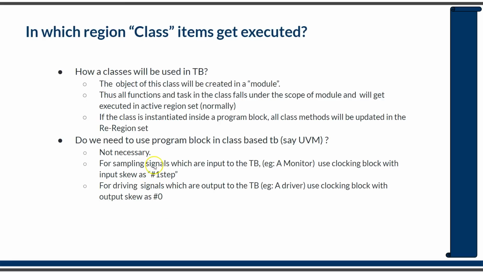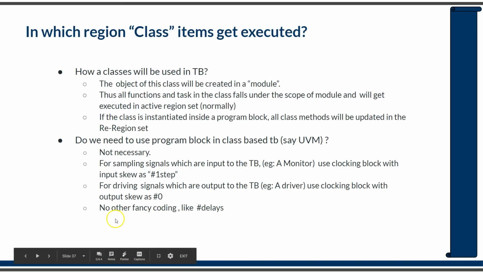Just by using both of these combinations for input and output to the testbench, you will be able to achieve predictable behavior in the simulation. Also remember, don't use any other fancy coding stuff like other hash delays in your program. Always use a clocking block without any other delays. The input skew needs to be #1step and the output skew needs to be #0, and this is true for most scenarios in verification.